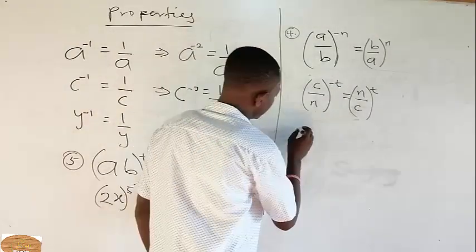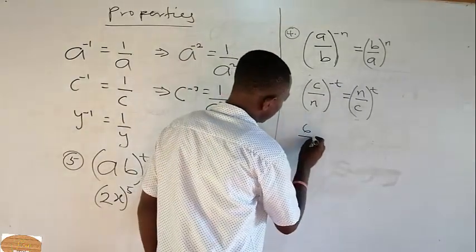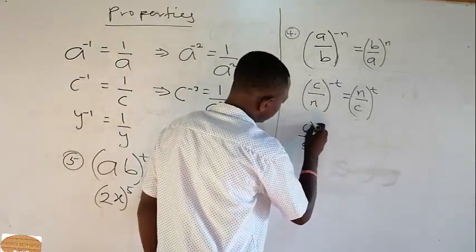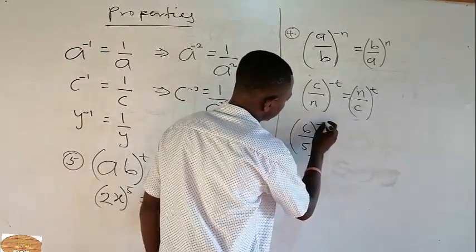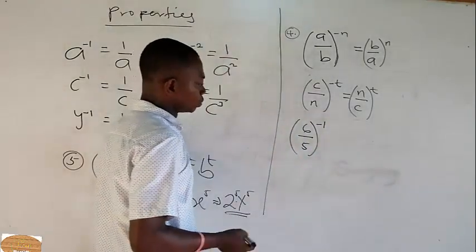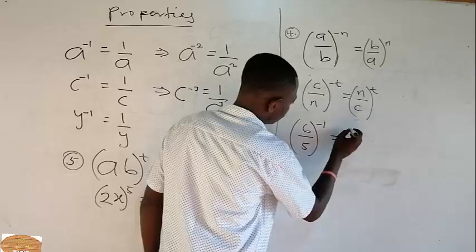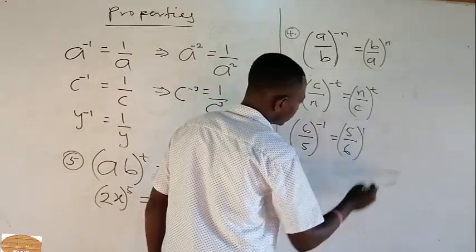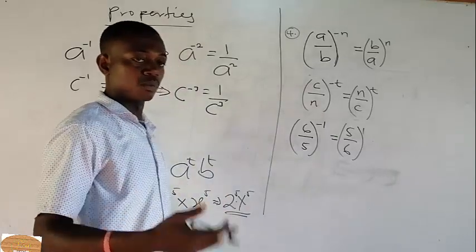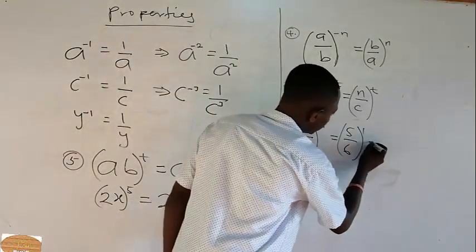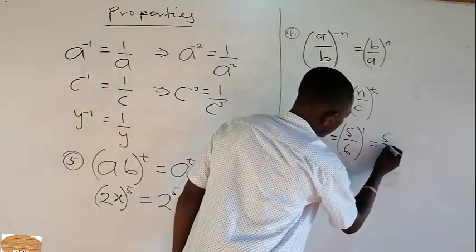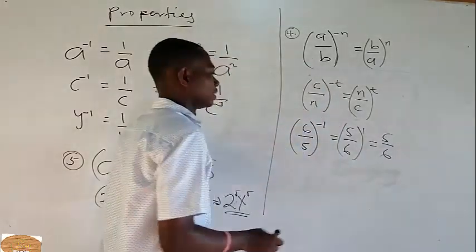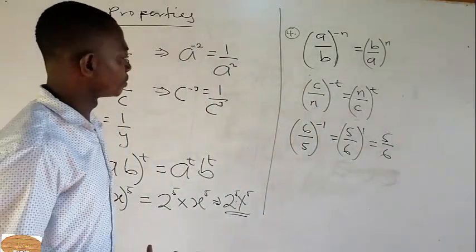In case we're given 6 over 5 all to the power minus 1, this one is the same as 5 over 6 all to the power 1. And any number to the power 1 is that number itself. It is the same as straight away 5 over 6. So it's not very difficult.